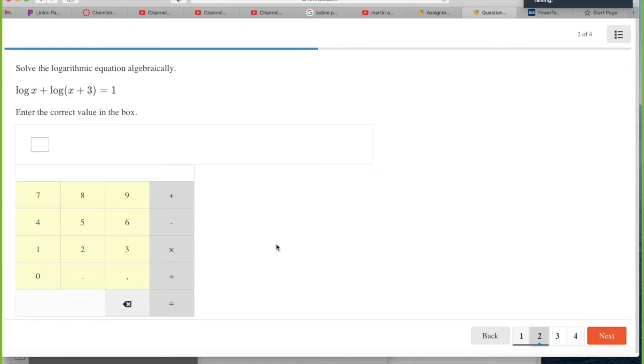Solve the logarithmic equation algebraically. Okay, so I'm looking at it. They are both log base 10. We can combine those. So let's go ahead and do that. So that's going to be log base 10 of x times x plus 3 equals 1.